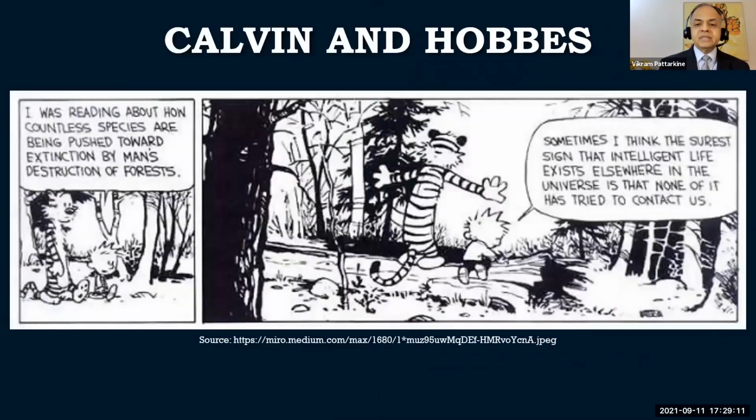If you look at another Calvin and Hobbes strip, he says, I was reading about how countless species are being pushed towards extinction by man's destruction of forests. Sometimes I think the surest sign that intelligent life exists elsewhere in the universe is that no one has tried to contact us so far, because we have been living in such a dumb fashion. That's what he's saying. It's so thought-provoking.